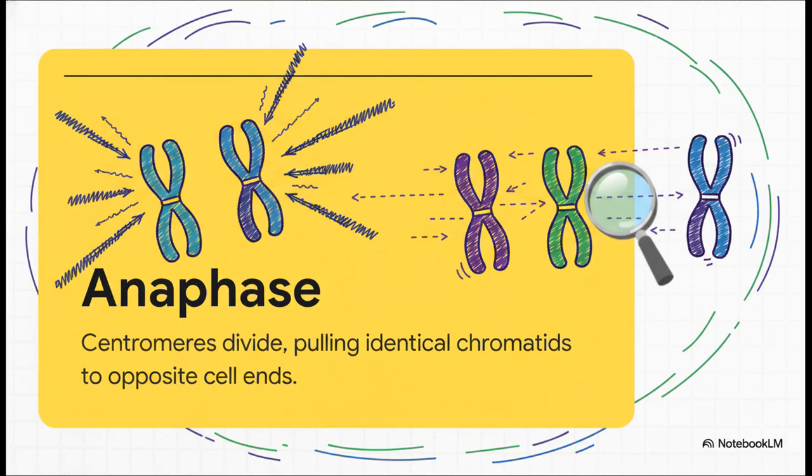Building up maximum tension, anaphase hits. The A stands for apart and away. The centromere officially divides, and those attached spindle fibers rapidly shorten. They forcefully pull the single identical chromatids apart and away from each other, dragging them smoothly to completely opposite ends or poles of the cell.